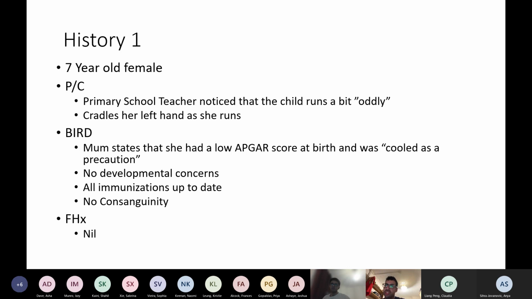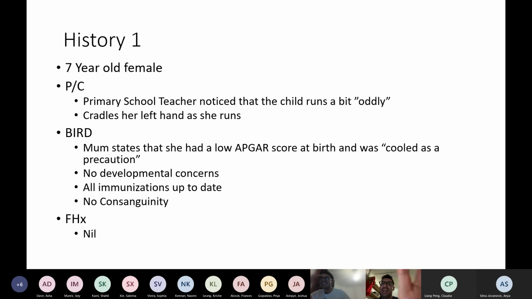There's no family history. Okay, so I've got a few questions, everyone. The presenting complaint. What do we think about a child that runs a bit oddly and cradles her left hand as she runs? What could that be? Any guesses? Cerebral palsy. Second time lucky. You win.